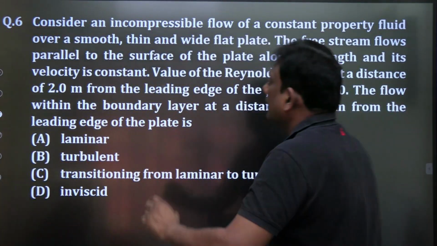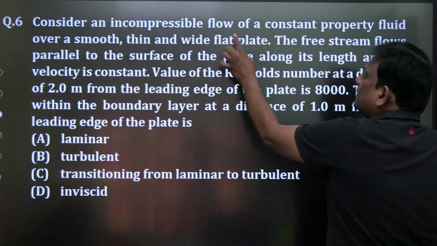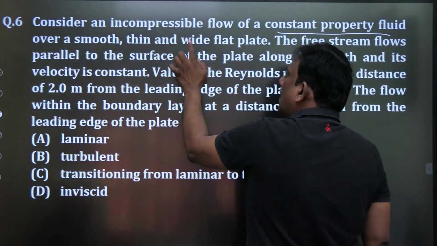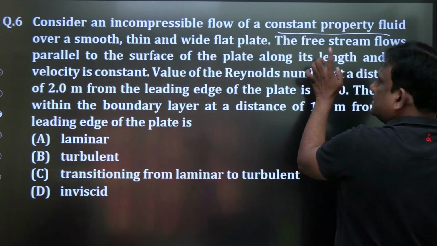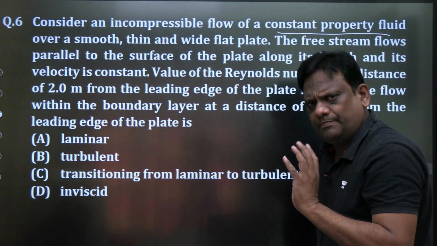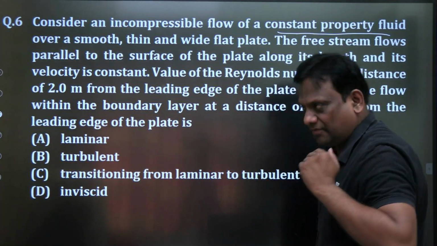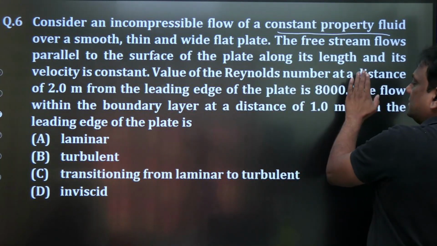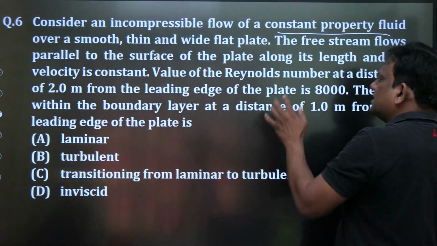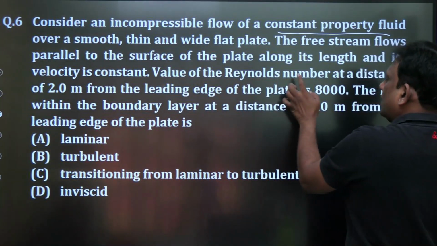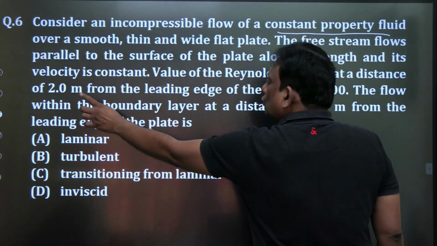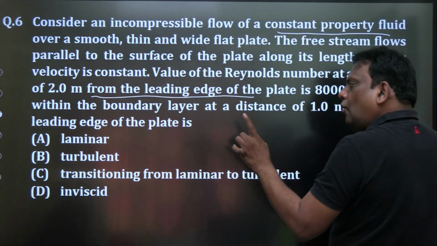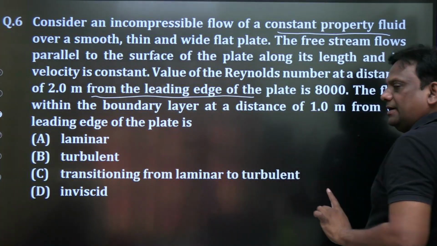Read the question. Consider an incompressible flow of a constant property fluid over a smooth, thin and wide flat plate. The first question is a very simple question, so slowly we'll move to some tougher questions. The free stream flows parallel to the surface of the plate along its length and its velocity is constant. The value of Reynolds number at a distance of 2 meter from the leading edge of the plate is 8000. The flow within the boundary layer at a distance of 1 meter.